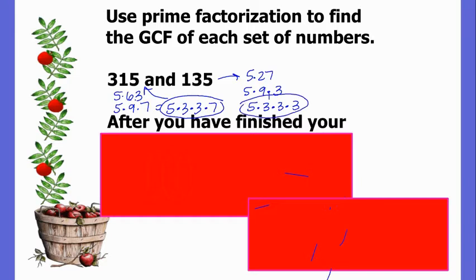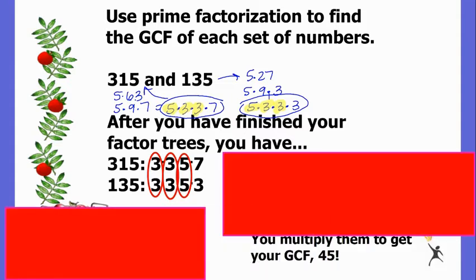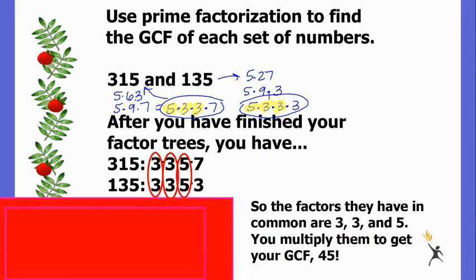Now to find the GCF, you'll see I have both of these factorizations stacked on top of each other. To find the GCF, I circle the ones that are in common. They each had 2 3s and a 5. What is the GCF? Well, 5 times 3 times 3 is your GCF. Multiply these and you get 45, or 5 times 9. So breaking things down into their most basic factors really helps you come up with the GCF.